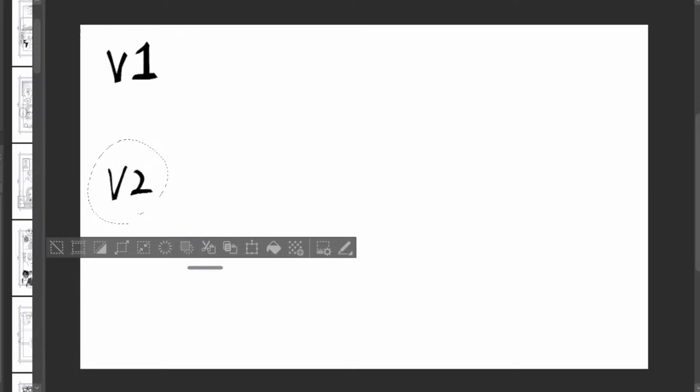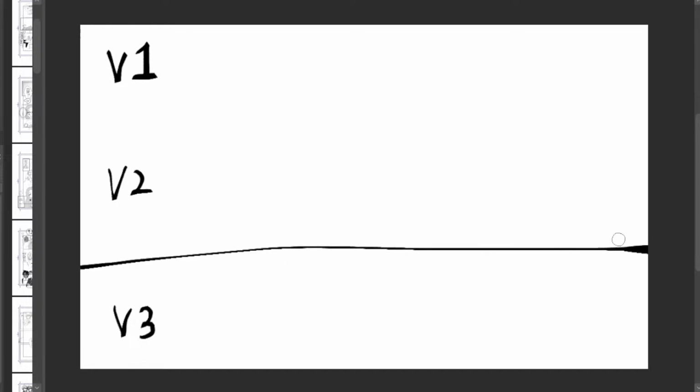Okay, V1, V2, and V3. Let's start with the simplest part. V3 only has two verbs, which are kimasu, which means come, and shimasu, which means do.